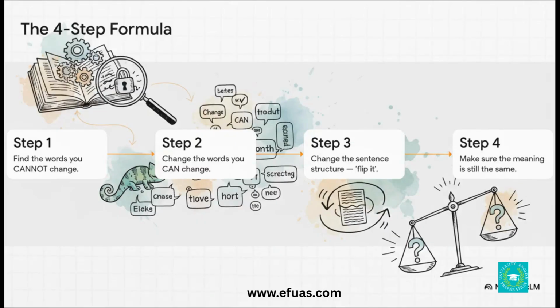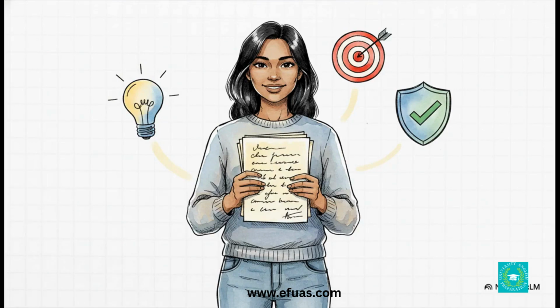So let's look at that formula one last time, just to lock it in. Step 1, find the words you can't change. Step 2, change the words you can. Step 3, flip the sentence structure. And Step 4, always check that the meaning is the same. This is your key to successful paraphrasing. If you follow this simple method, you'll be able to paraphrase with a lot more confidence. It's going to help you write clearly, accurately, and ethically in all of your university work.